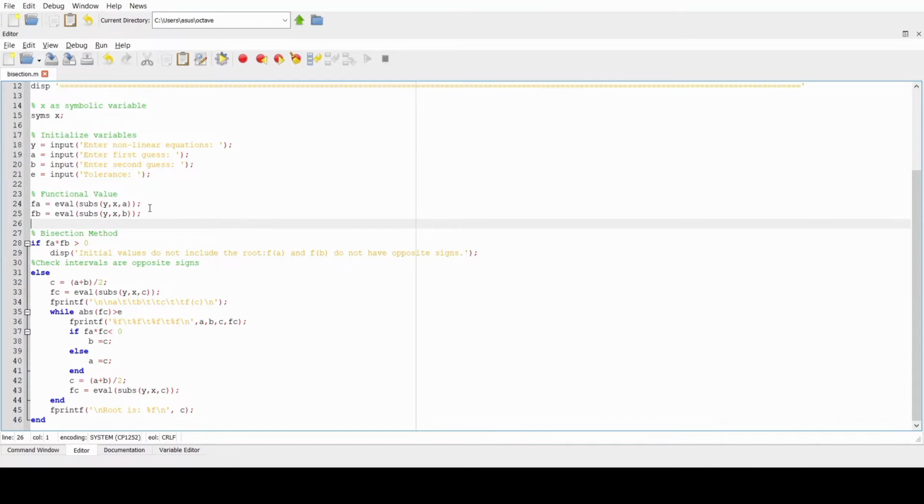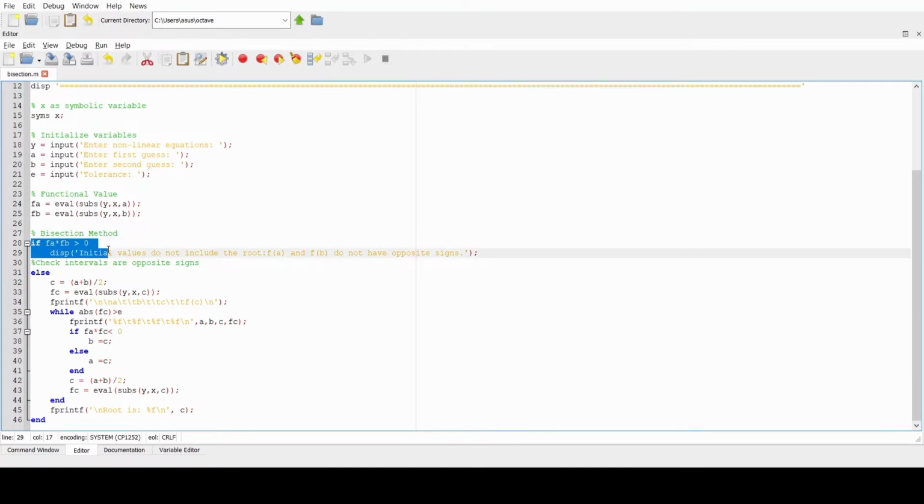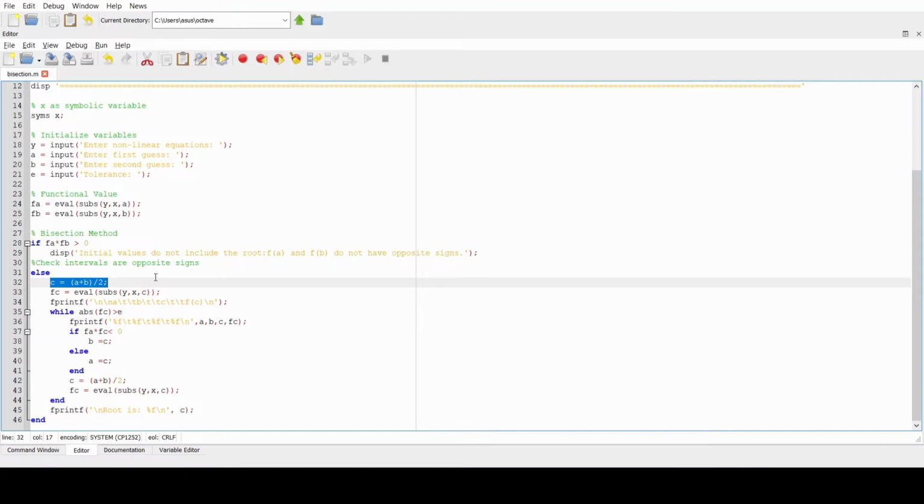Next step would be the functional value. So next step would be determining the functional value of the assumptions in regards to the initialized equation. First step, sign check, would be represented in this line. The sign check is a way for us to determine whether the bounds of the interval contain the root. Next would be the bisection. This bisection happens to determine where the location of the root is, whether it be in the first half or in the second half.